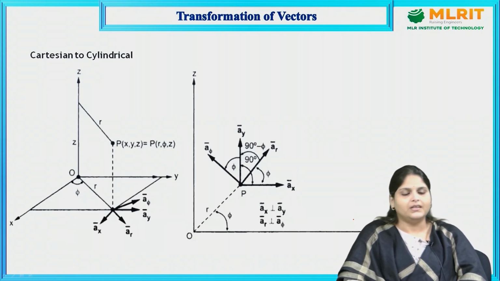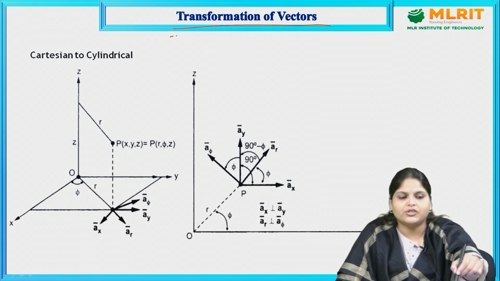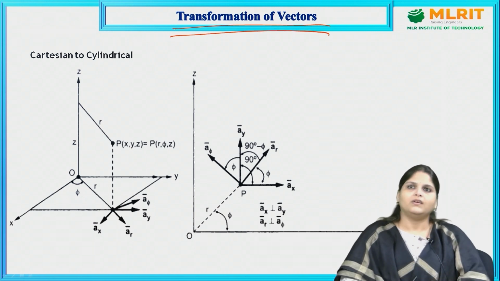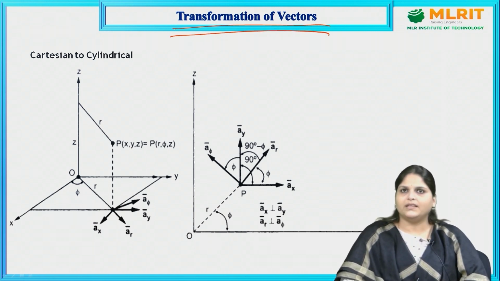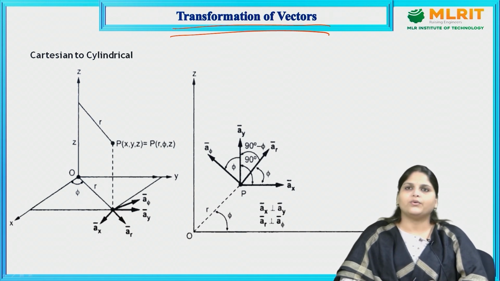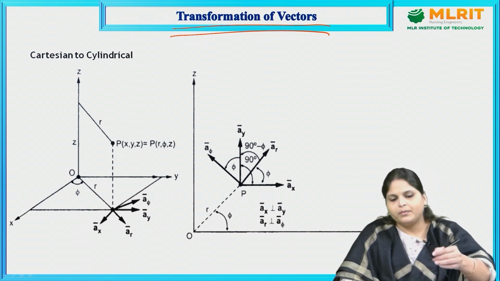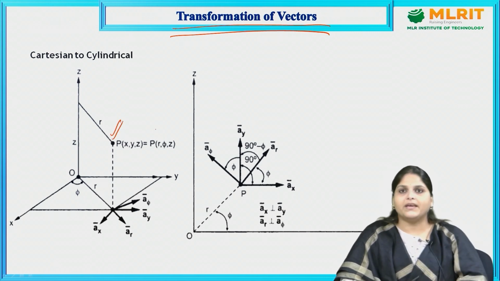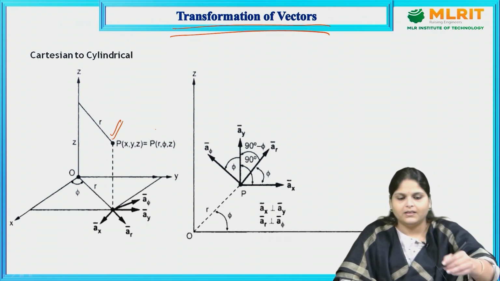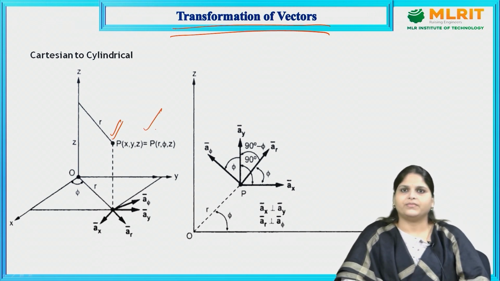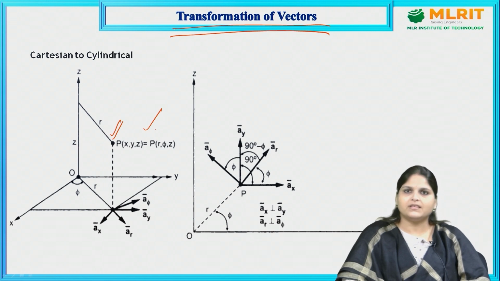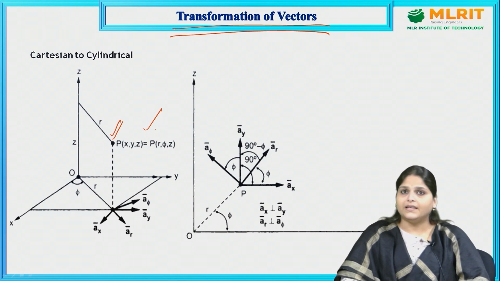Right. Now we'll discuss the transformation of a vector from one coordinate system to another coordinate system. Here we are going to discuss Cartesian to cylindrical. Cartesian means the coordinates will be x, y, z. Cylindrical is r, phi, z, right? Where r is the radius of the cylinder, phi is the azimuthal angle which is measured from the x-axis in the anti-clockwise direction, and z is the height of the cylinder, right?